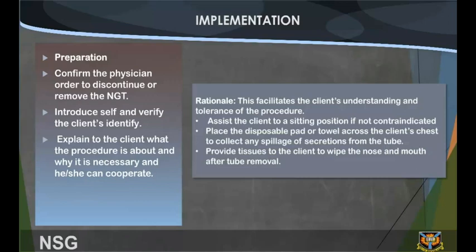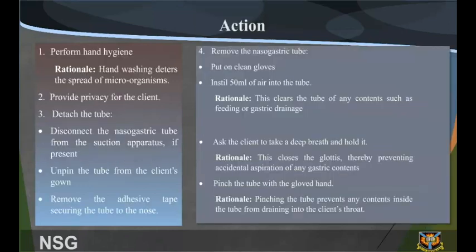Assist the client to a sitting position if not contraindicated. Place the disposable pad or towel across the client's chest to collect any spillage of secretions from the tube. Provide tissues to the client to wipe the nose and mouth after tube removal.